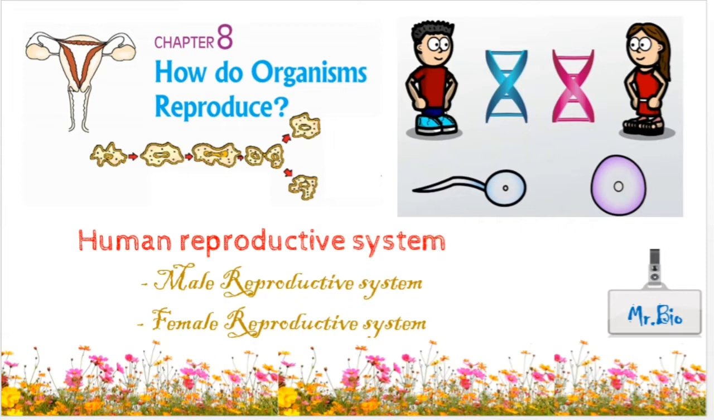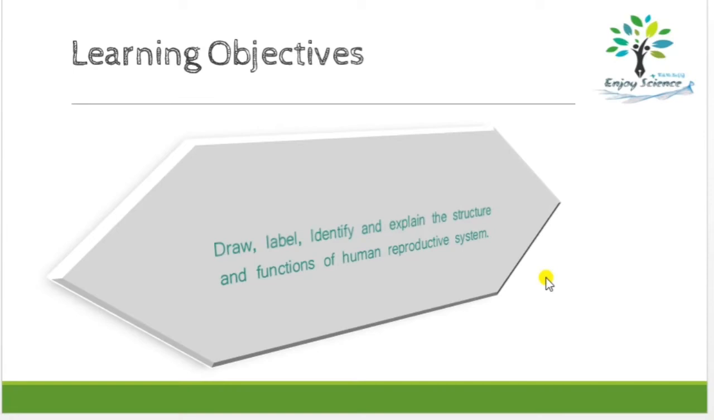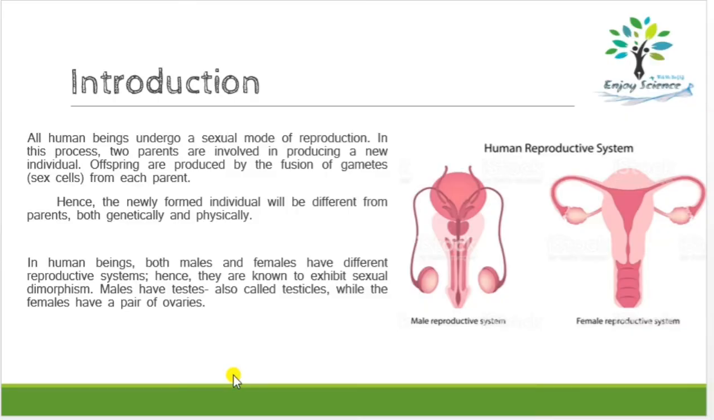Okay, so from today's video you should be able to draw, label and identify different parts of the human reproductive system, and also explain the functions of each part involved in the human reproductive system, which involves the male reproductive system and female reproductive system. Okay, so let's start the lesson.